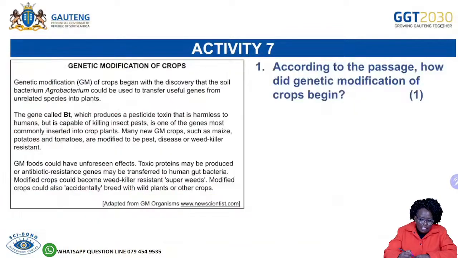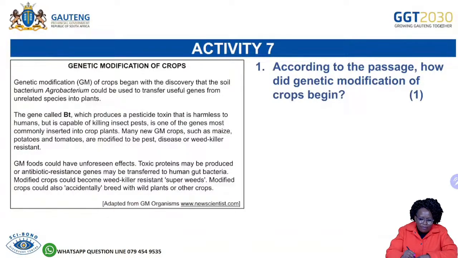We have got a long passage which is now telling us again about GM, genetic modification of crops. Genetic modification of crops began with the discovery that the soil bacterium agrobacterium could be used to transfer useful genes from unrelated species into plants. The gene called Bt, which produces a pesticide toxin that is harmless to humans but is capable of killing insect pests, is one of the genes most commonly inserted into crop plants. Many new GM crops such as maize, potatoes, and tomatoes are modified to be pest, disease, or weed killer resistant.